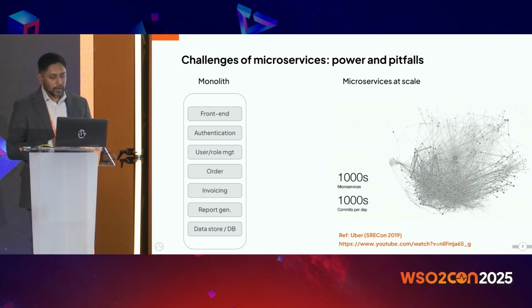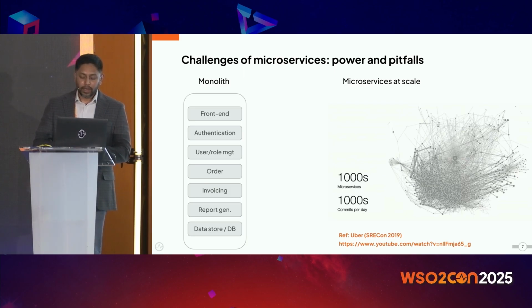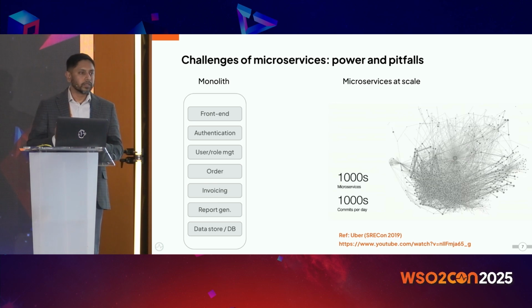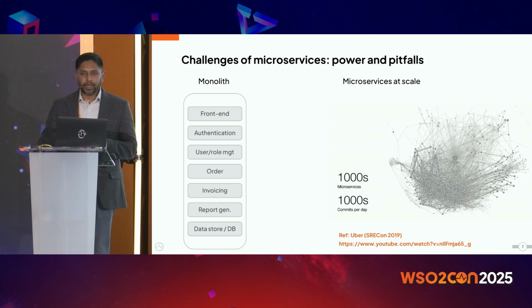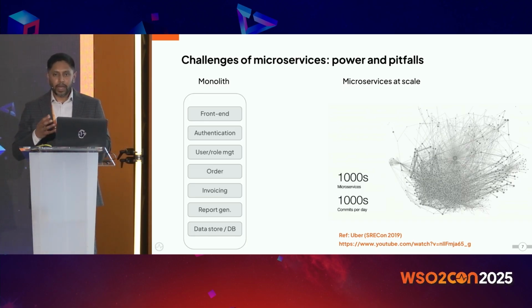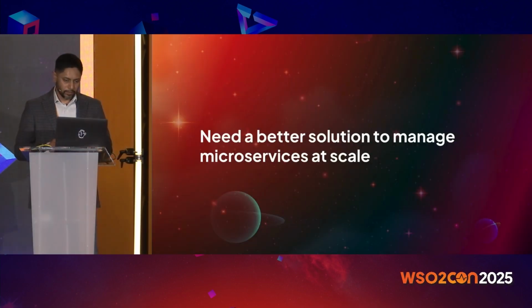The diagram that you see on the right is from 2019. This is a presentation done by Uber during SRE-Con. So that's their microservices architecture. This architecture has about 1,000 microservices, and their development team was averaging about 1,000 commits per day for this set of microservices. So we need a better way to be able to manage and govern these services.